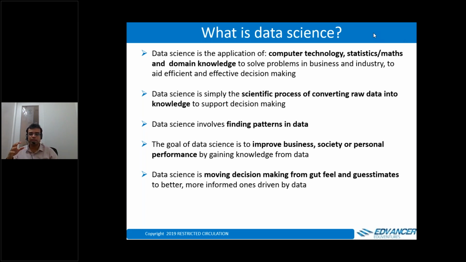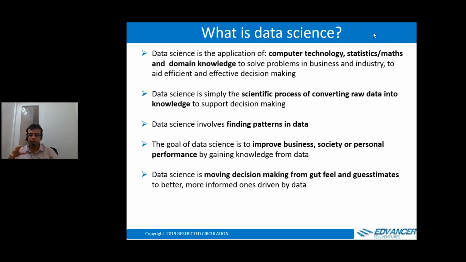Decision making is no longer based on the experience, gut feel, or guess estimates of the manager taking that decision. Now decisions are taken once they are backed by the analysis of data, right? So data science is simply a scientific process. As Bhavin also mentioned earlier, it's a scientific process of converting raw data into knowledge to support this decision making.